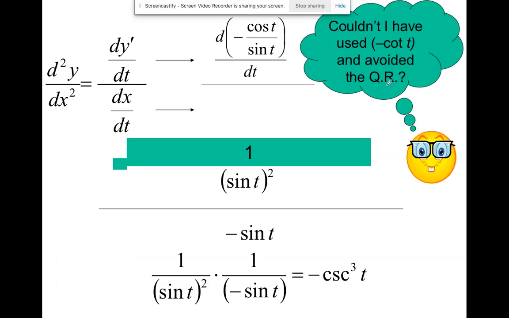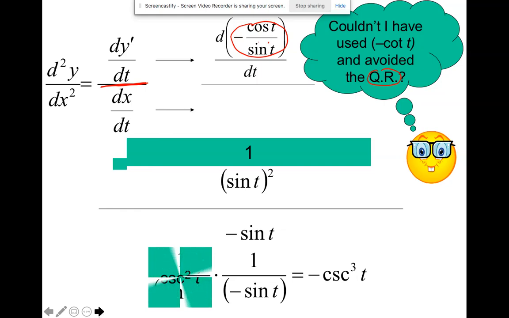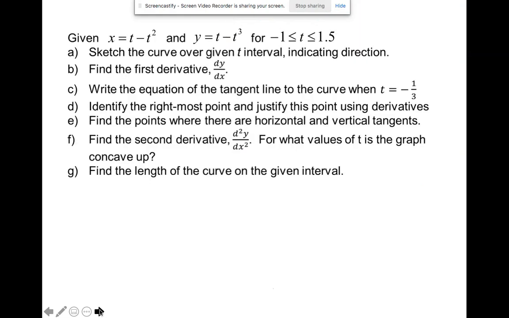Now, you could have avoided the quotient rule by just realizing that this is negative cotangent and remembering what the derivative of negative cotangent was, negative cosecant squared. The reason I did it with the quotient rule is because most often you are going to be doing the quotient rule when you take the second derivative. So I wanted to just model it for you to remember it. But I could have avoided it. I would have certainly got the same answer.